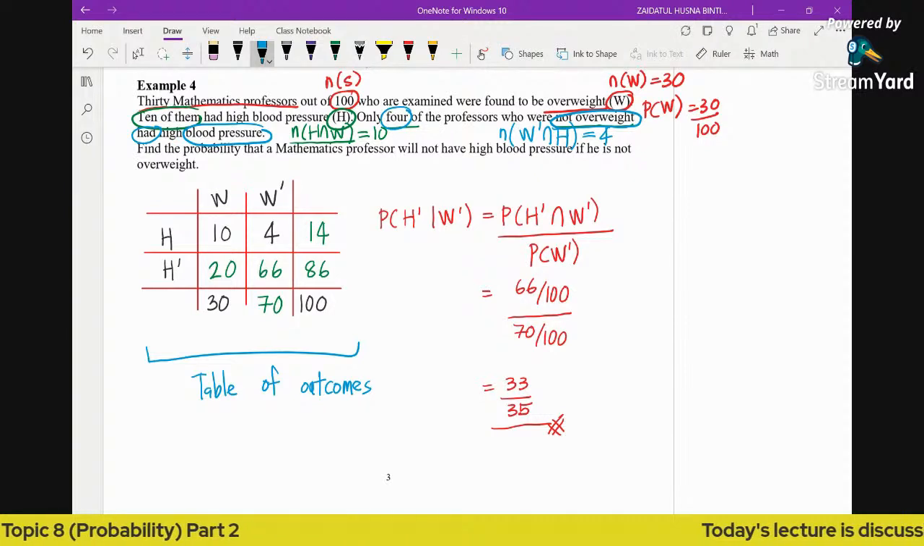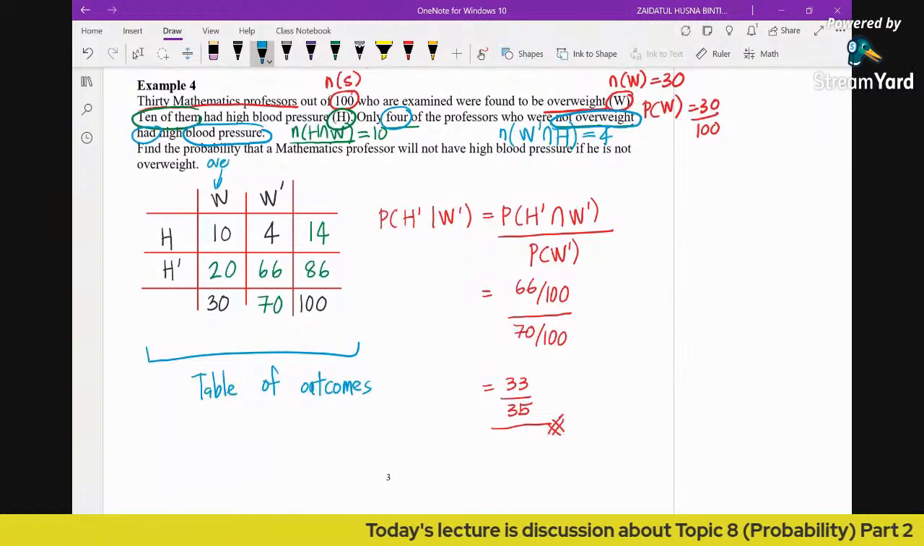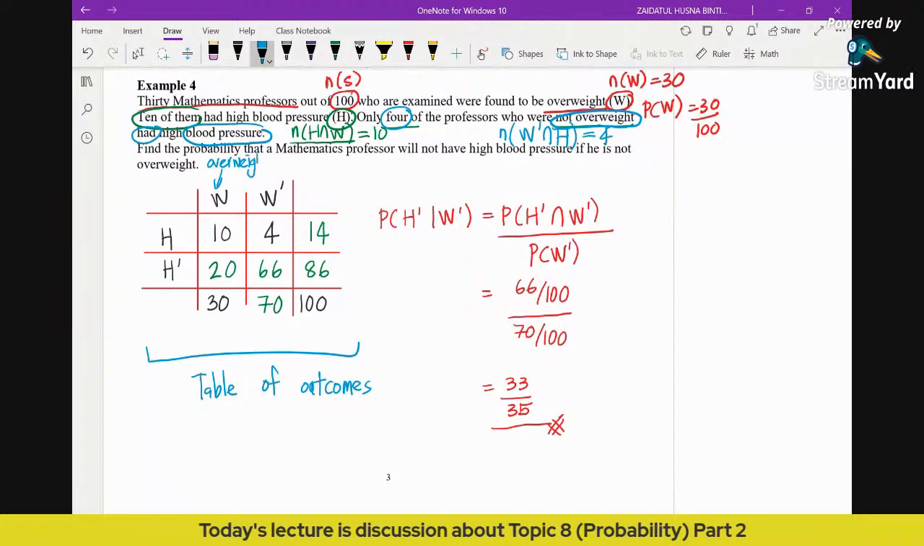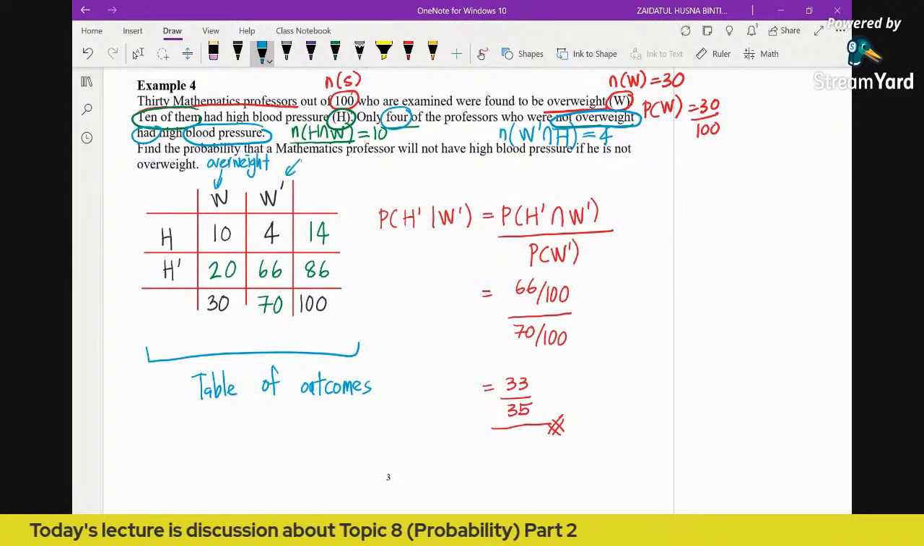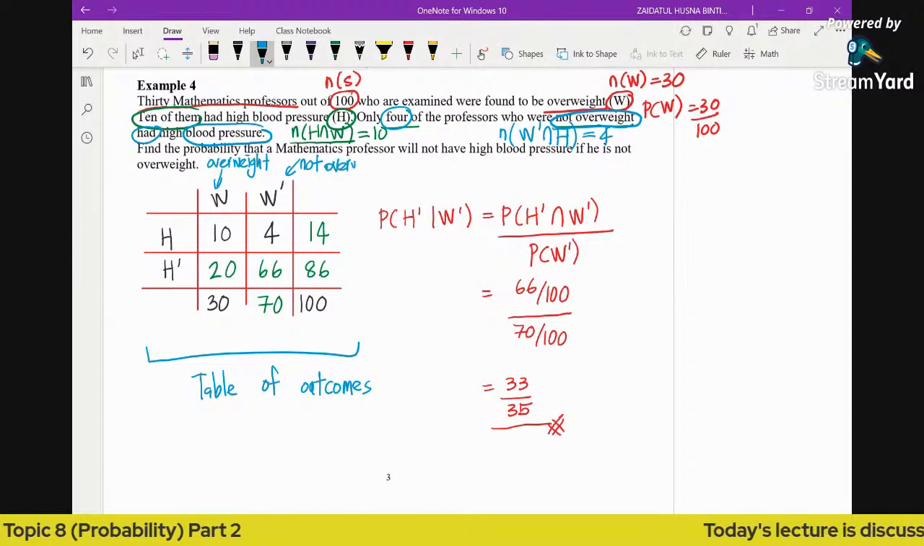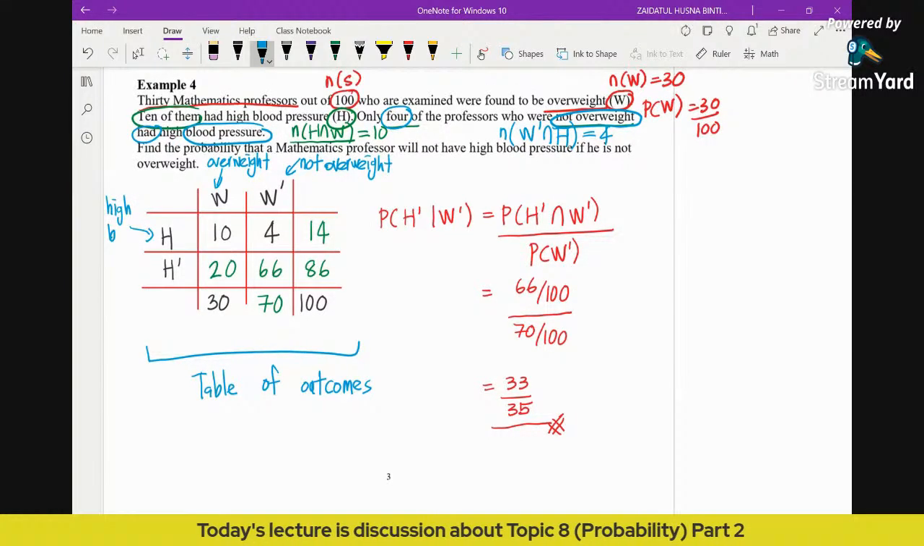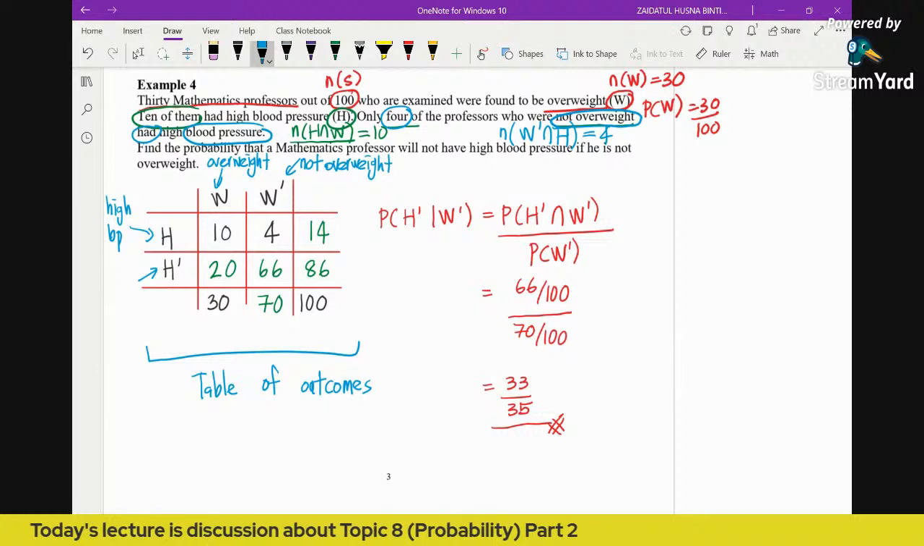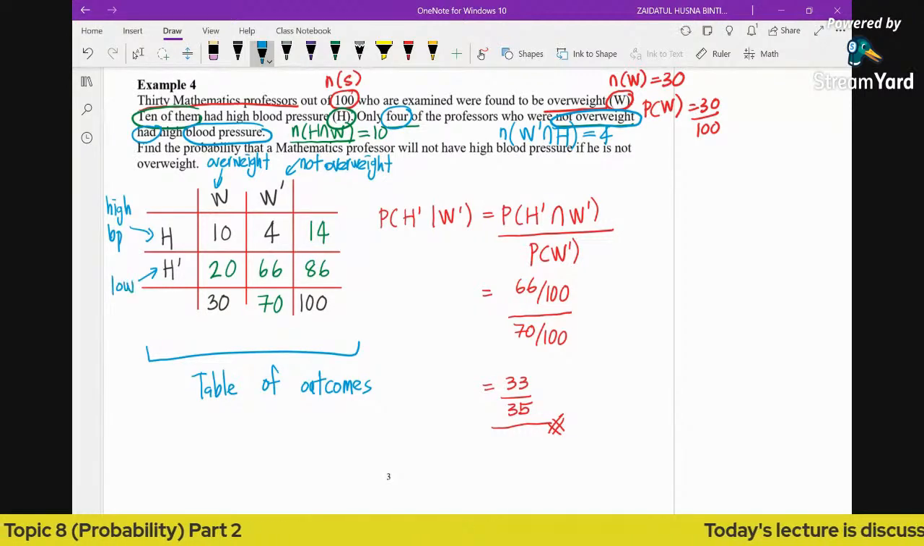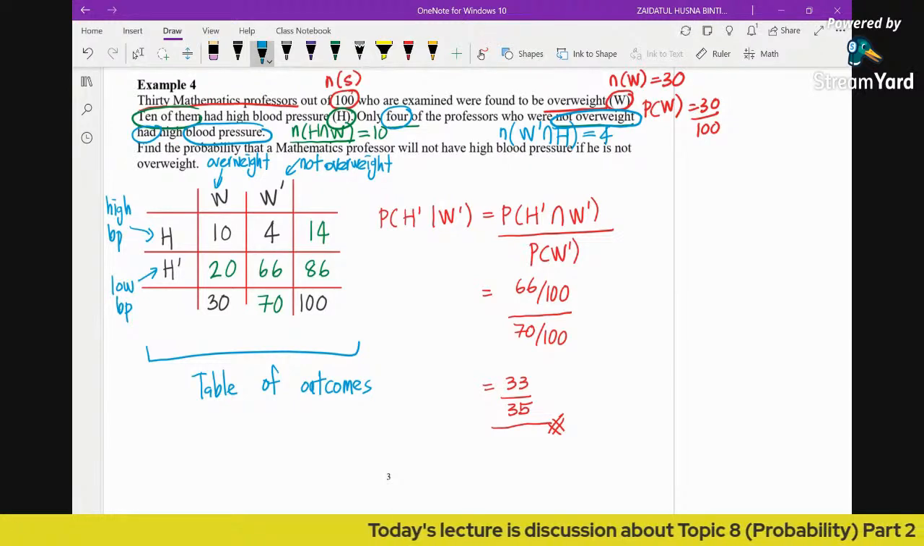Now we put the events here. W represents the overweight event, while W prime represents not overweight, which is the complement event. H here represents high blood pressure, and H prime means low BP, the complement event, not high BP. So I will just put low blood pressure. Now how do we put in all the values?